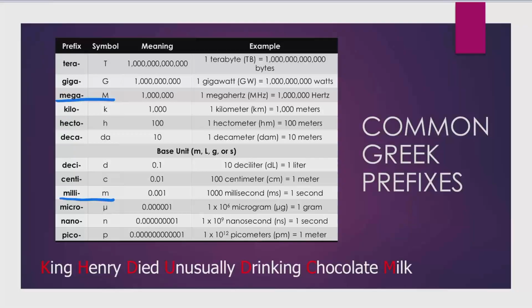The one weird one that I'll point out here is for micro. It's got the weird looking U. Notice it's got the little thing in the front. That's because it's the Greek letter mu.